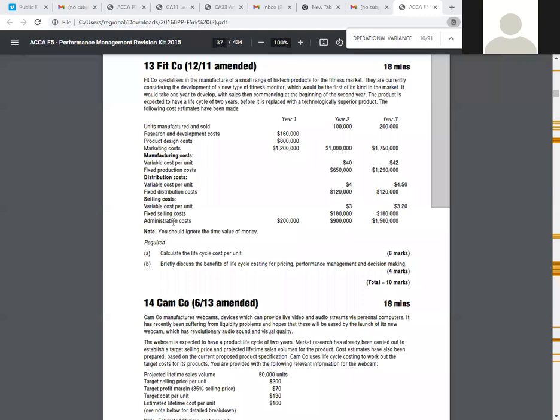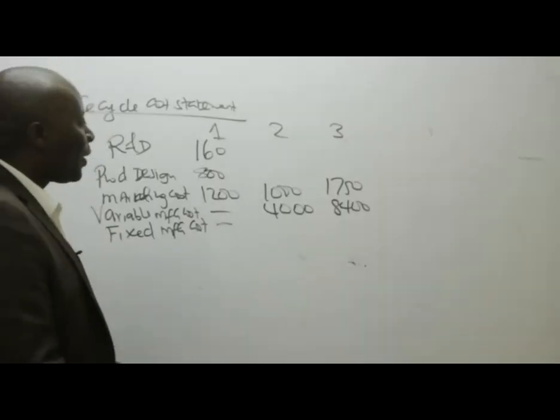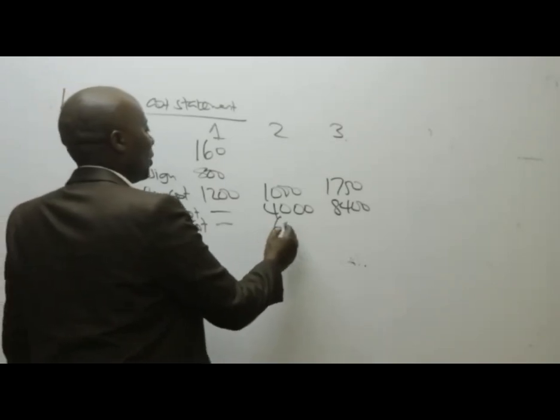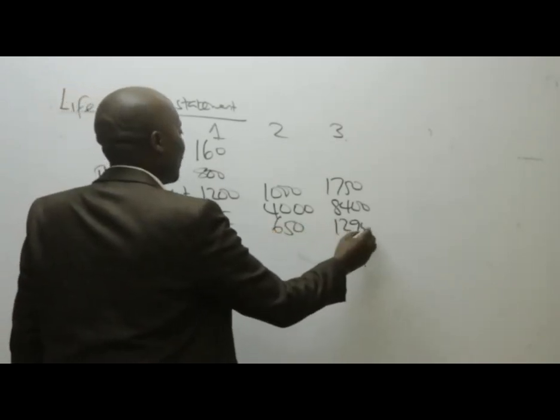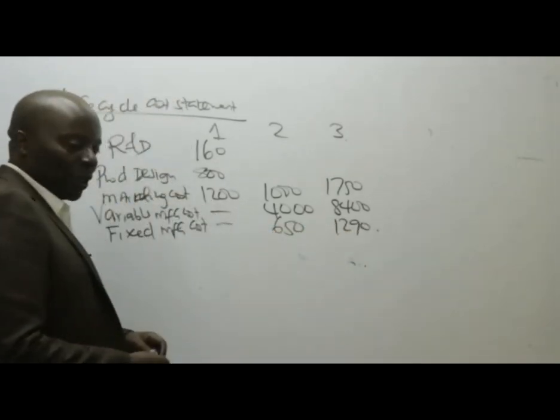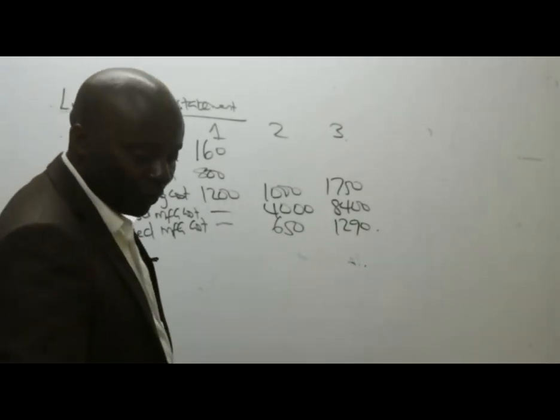So, ladies and gentlemen, what do we have here? For fixed, inakuja 650 and 1290. 650 and 1290 like that. From there, now we go to the distribution cost. Distribution cost, what do we have here?